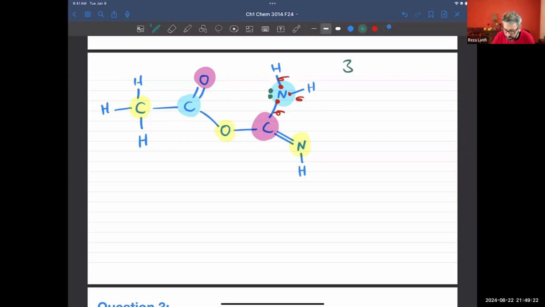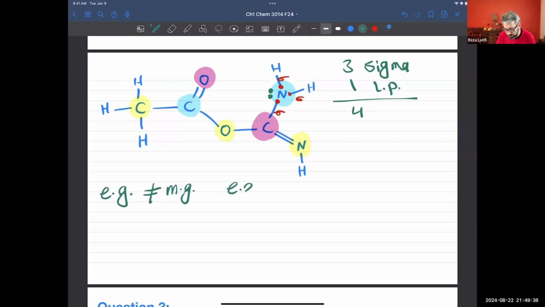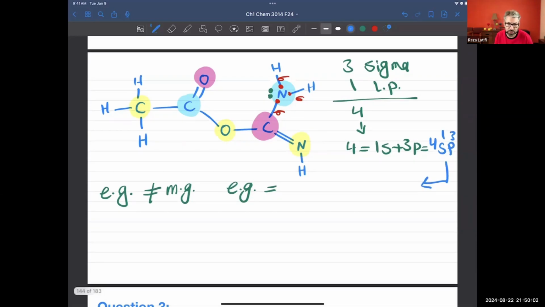So we have 3 sigma and 1 lone pair. Sigma plus lone pair, we got 4. So electron geometry, because we do have a lone pair, is not going to be equal to the molecular geometry. Electron geometry, because we got 4 pairs, will be tetrahedral. Why? Because the hybridization will be 1s plus 3p. It will be sp3. And if the hybridization is sp3, it will always give you an electron geometry equal to tetrahedral.